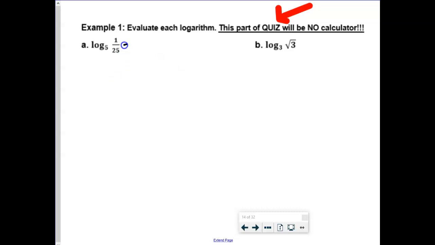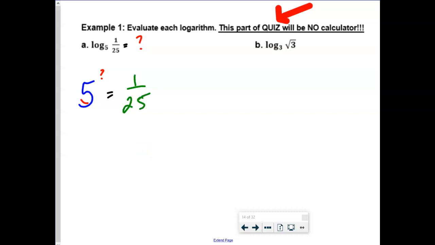All right. So here, I want to know what this equals. Your brain does not think like logarithms, so you have to rewrite this. Who's my base? 5. And then it's raised to some mystery power. And you're supposed to come out to an answer of 1 over 25.